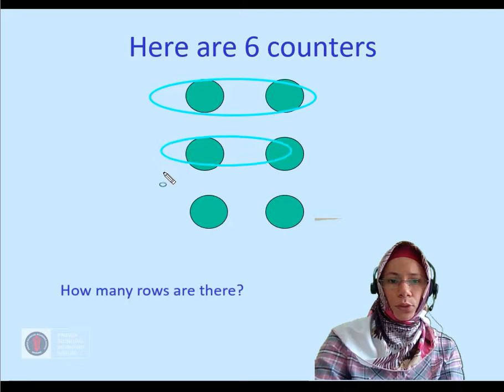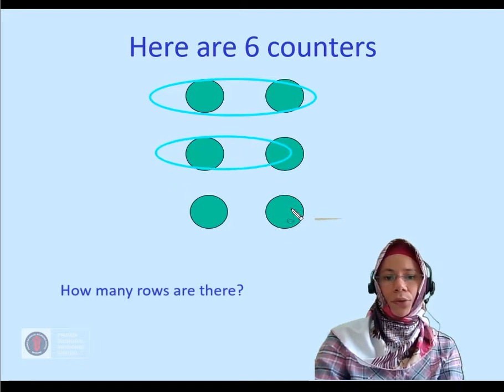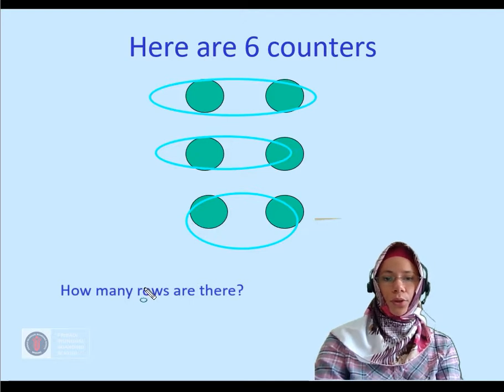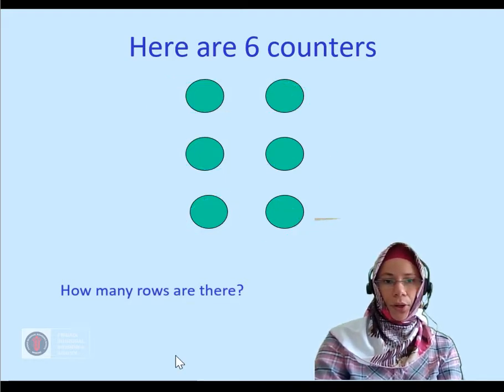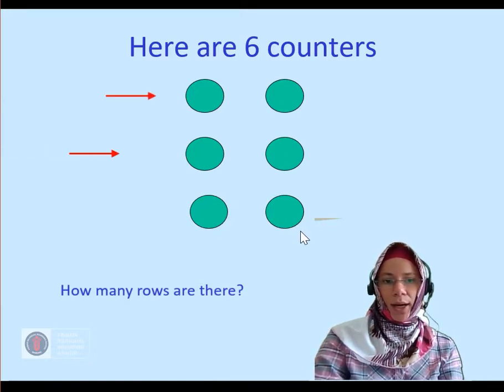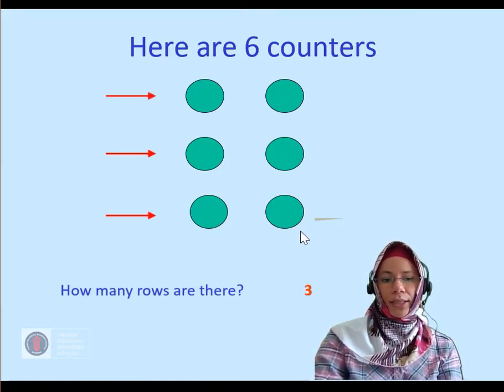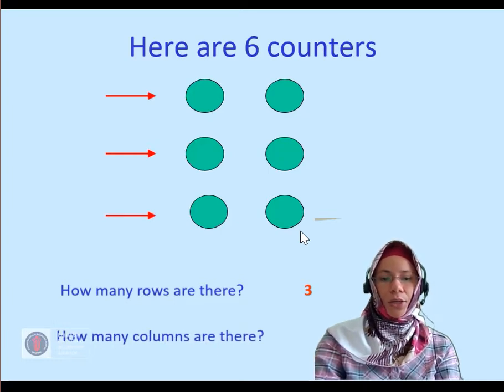First row, second row, and third row. So how many rows are there? We have 1, 2, 3 rows. Okay, so let's count it like this. 1, 2, 3. So we have 3 rows.